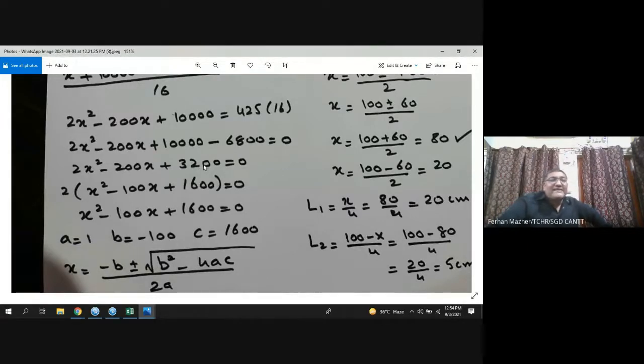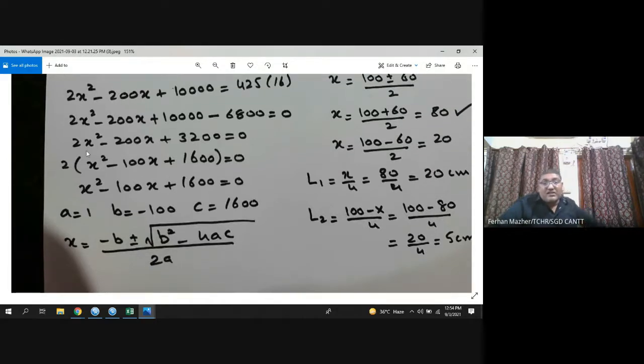So here you can see I can take 2 common. I have taken the 2 common from this equation. So this 2 will go on the other side. It will divide the 0. So 0 divided by 2 will give you 0. So you are left with x square minus 100x plus 1600 equals 0. Now this is in the standard form. This is a quadratic equation and it is in the standard form.